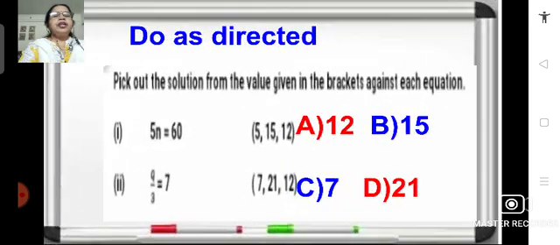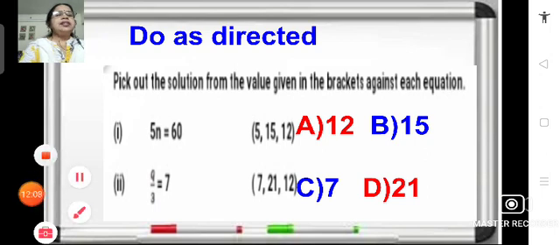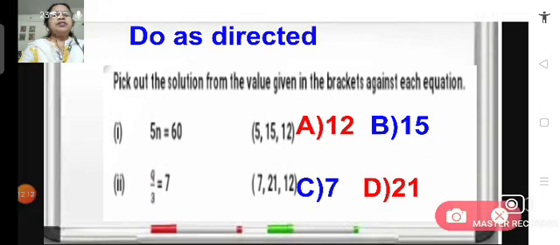Next problem, do as directed. Pick out the solution from the value given in the bracket against each equation. So, the equation is 5n is equal to 60. Which value given in the bracket satisfies this? We know that 5 twelves is 60. So, 12 is the solution.